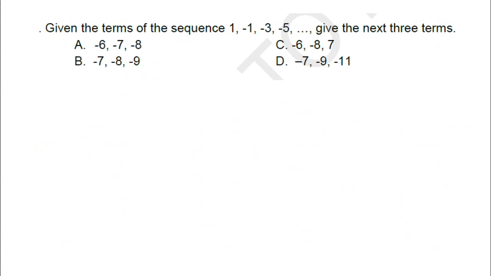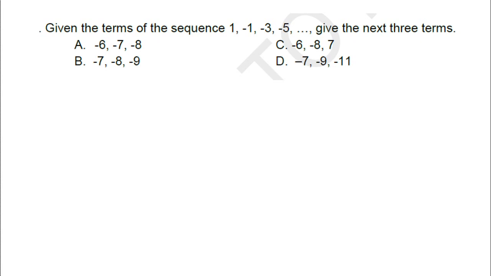Given the terms of the sequence 1, negative 1, negative 3, negative 5, give the next three terms. By looking at the sequence, it is in descending order. The first term is 1, followed by negative 1, negative 3, negative 5, and so on. Thus, the rule should be adding a negative number to each term.